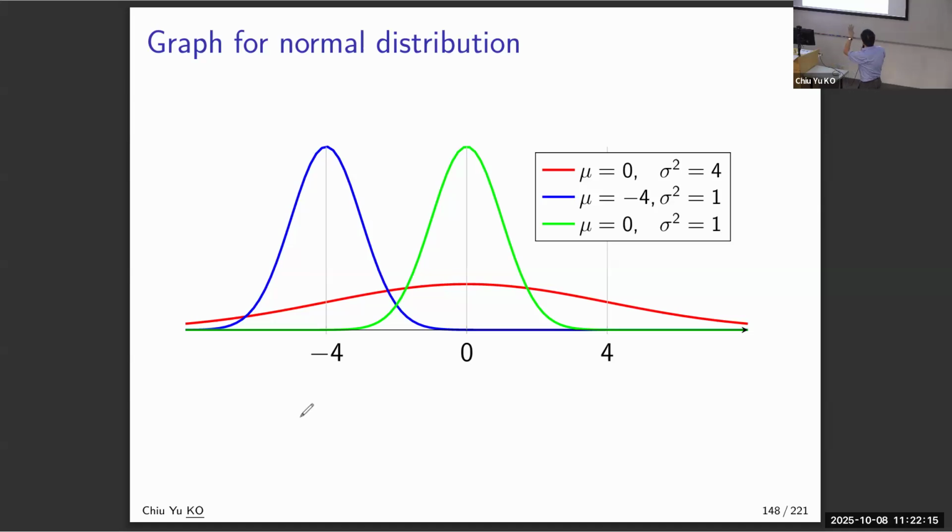So if you have higher variance, as in the red one, it will be much flatter and shorter, because the area must be 1. If it's more spread out, it must not be as tall. The total volume, or the area, must be 1.